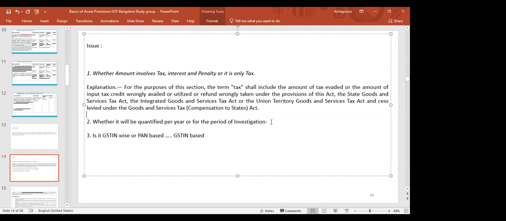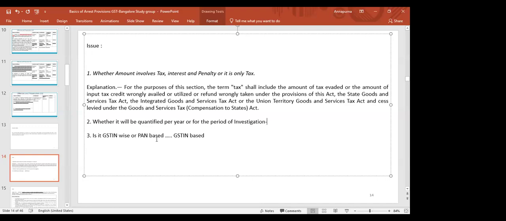So that was one query I was getting when I was thinking. And second is whether it will be GSTN wise or PAN based, because it has different places of business in different states. So whether they are going to see that the transaction is taking place between two states, and whether they are going to calculate based on the turnover of the two states, or whether it will be GSTN wise.